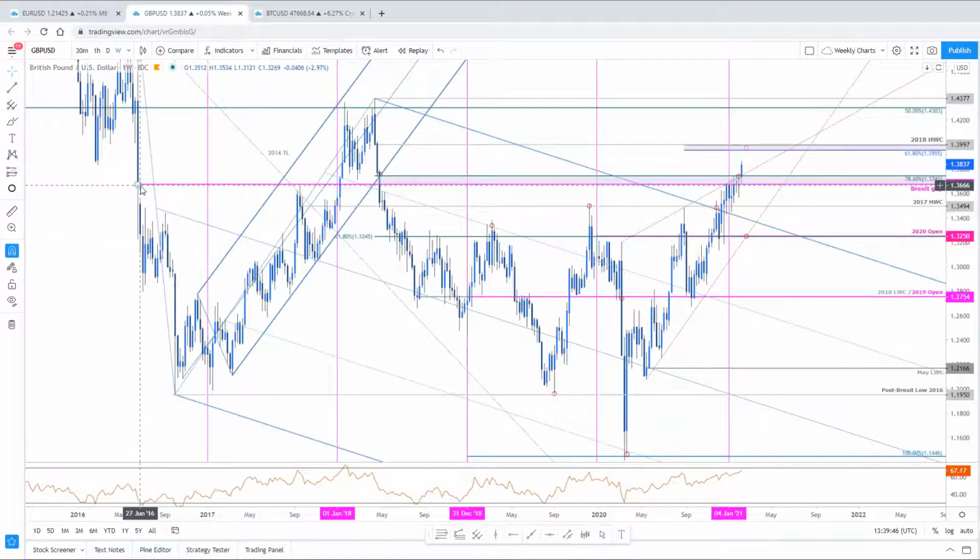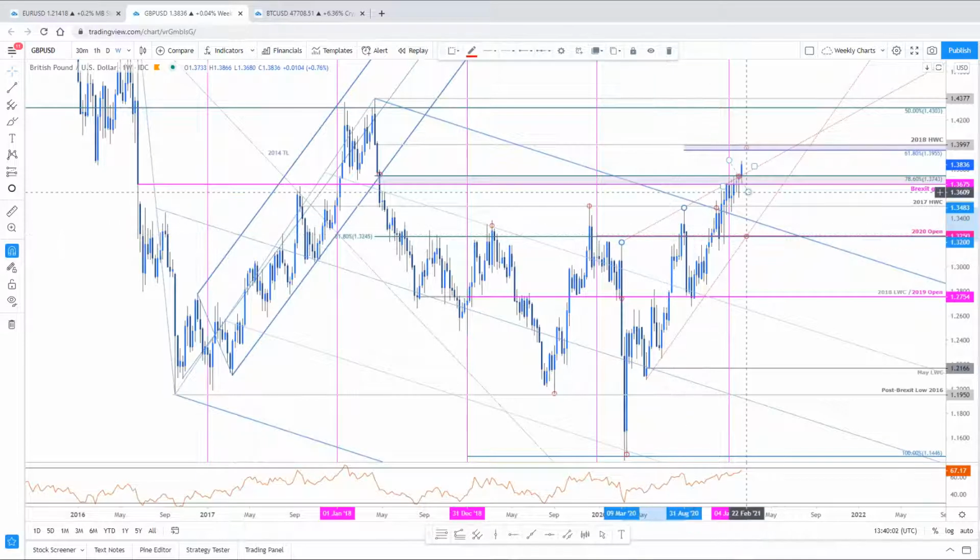Again, the Brexit gap, which we did fill a couple of years later, but nonetheless, major pivots along this plane. You've got the 786 retracement of the entire decline from 2018 into the 2020 low. You've got slope resistance, which is a 5-6 point touch: 1, 2, 3, 4, 5, 6. This is what you want to see.